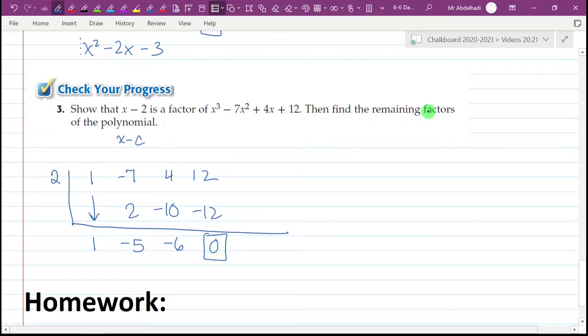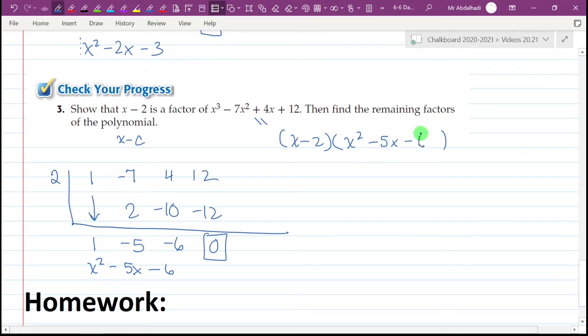Then find the remaining factors. Okay, so far I know the factors of this third power expression here is x minus 2 times something. And that something happens to be x squared minus 5x minus 6.